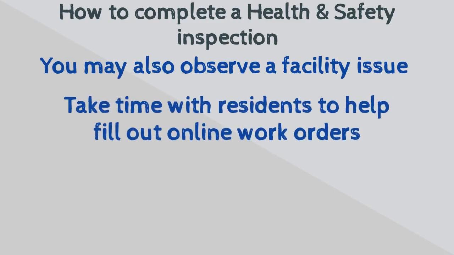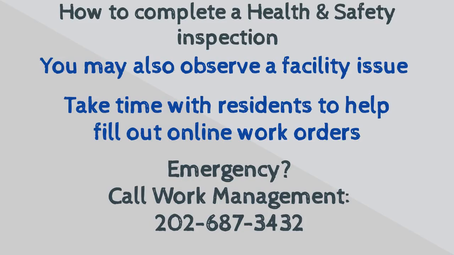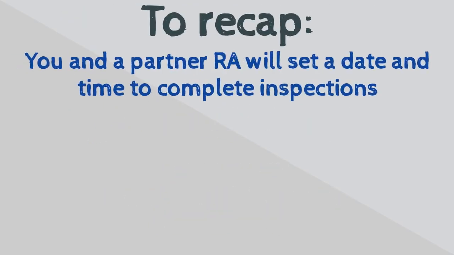It's also possible that when you're in a space, you see a facility concern. Take the time to help residents file work orders, and if it's an emergency such as a leak, call work management directly at 202-687-3432.